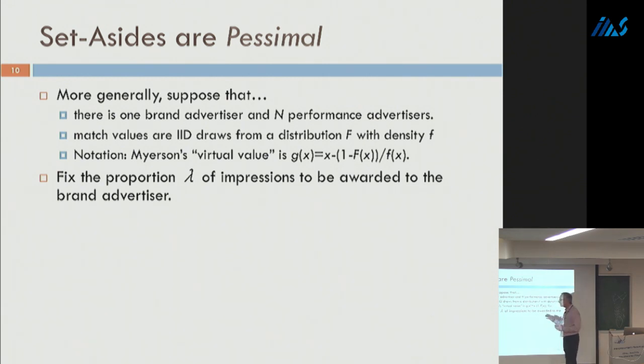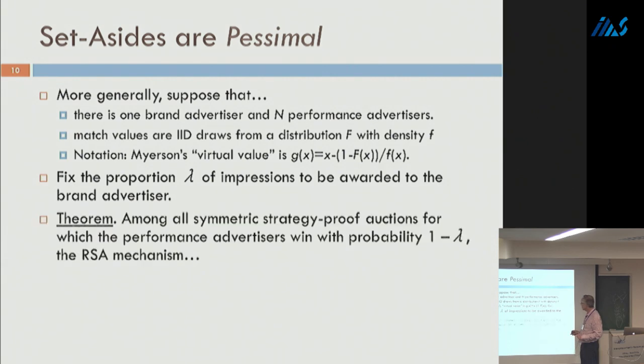Now, if the brand advertiser's values were statistically independent of the performance advertiser's values, if there weren't a problem of adverse selection, then this would be fine. No adverse selection would be created by this. So just suppose for the moment that there weren't any adverse selection. The brand advertiser's values have any distribution at all, statistically independent, and we have some proportion of impressions that by contract we have to assign to the brand advertiser.